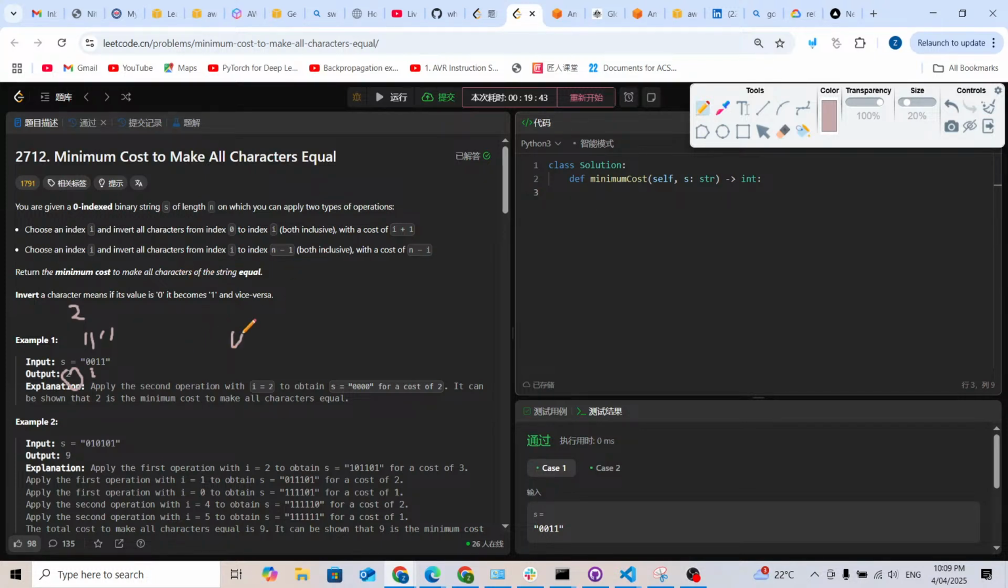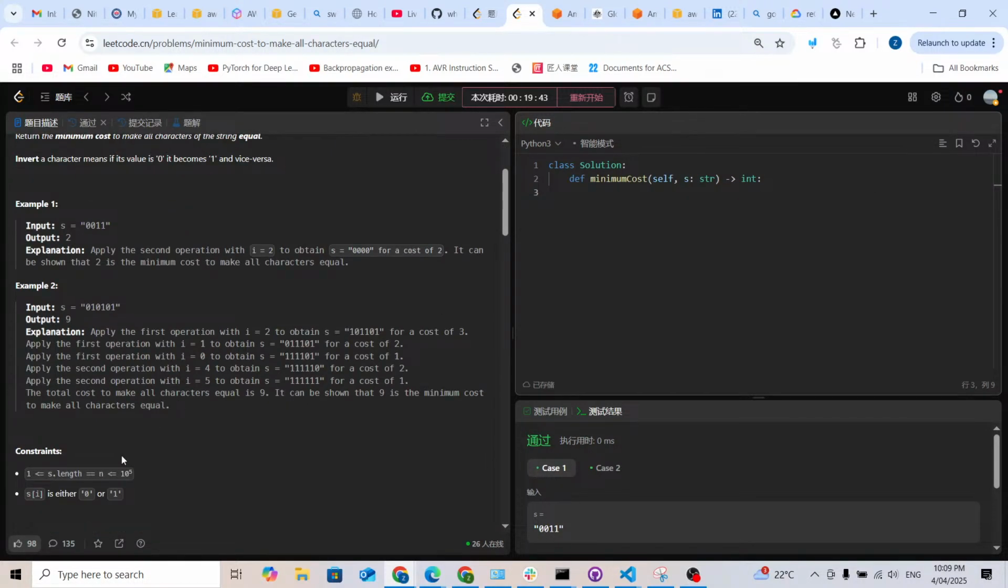So for example, 0, 0, 1, 1. We can choose this index i and invert from i to n minus 1, both inclusive, with a cost of n minus i. n is 4, 4 minus 2, it is also 2. So 2 is the minimum. We just need to return the minimum cost to make all characters of the string equal. Invert just means we turn 0 to 1 or 1 to 0.